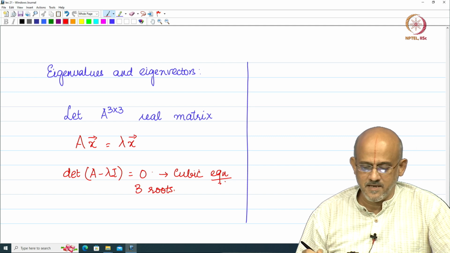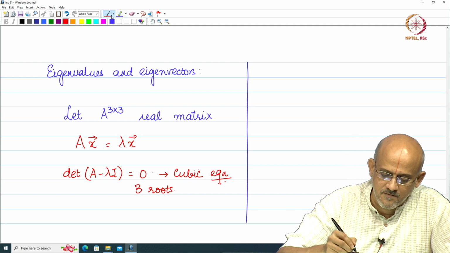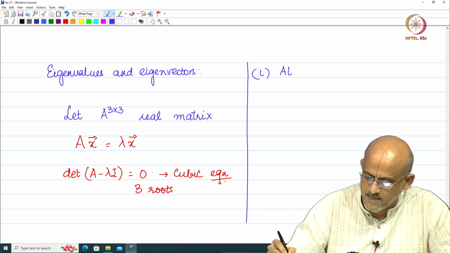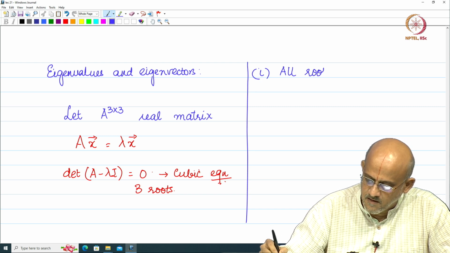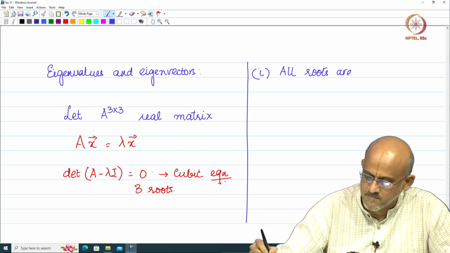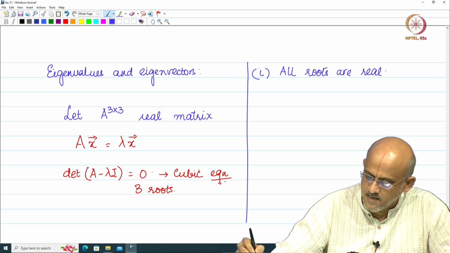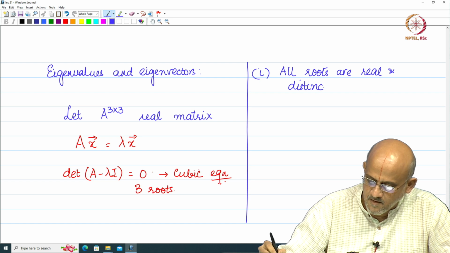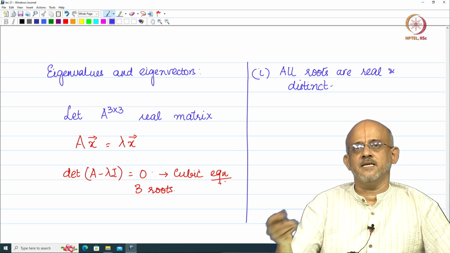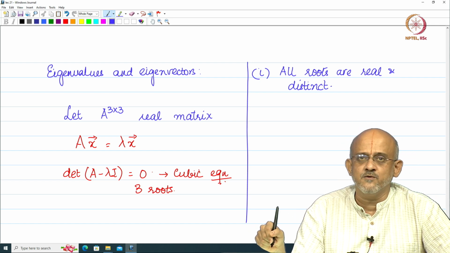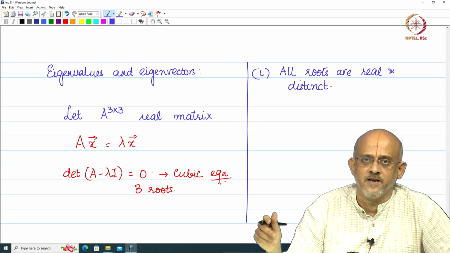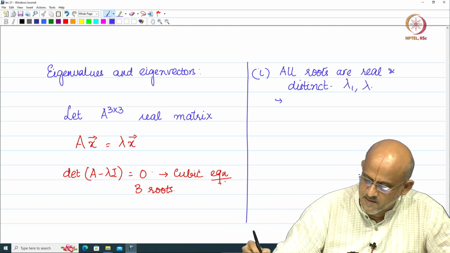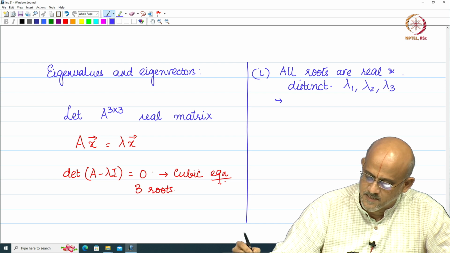Now what are the possibilities that we can have? The first possibility is that all roots are real and distinct. If they are real and distinct, then each of these eigenvalues will be associated with a specific eigenvector, right, in which case let us say we have lambda 1, lambda 2, lambda 3 distinct.